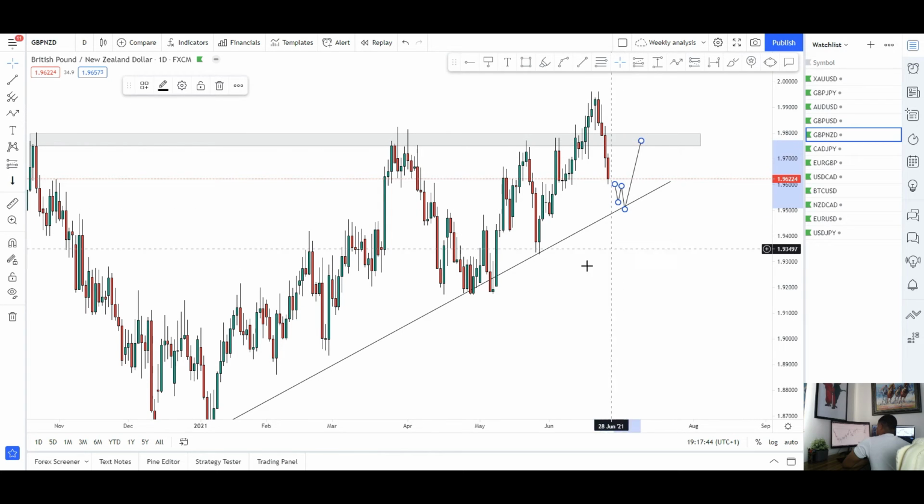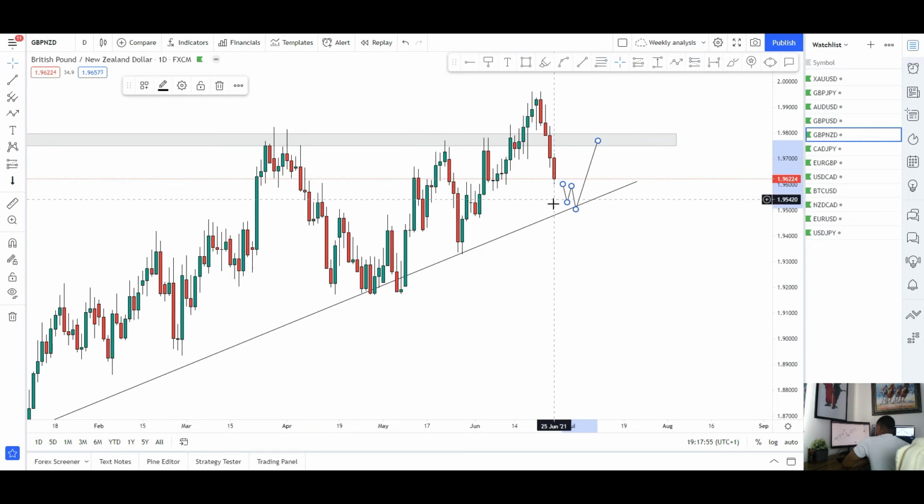But this resistance here does look like a really likely place. The market, if it was to bounce through that trend line, will probably go ahead to more upside for GBPUSD after this retracement. But that is a big sell-off, so I'm expecting to see a little bit more downside there.